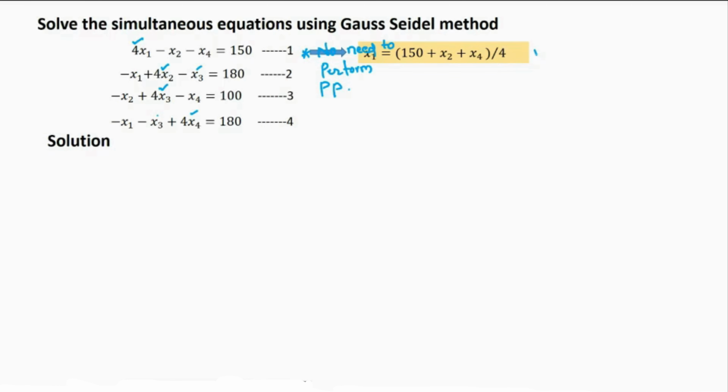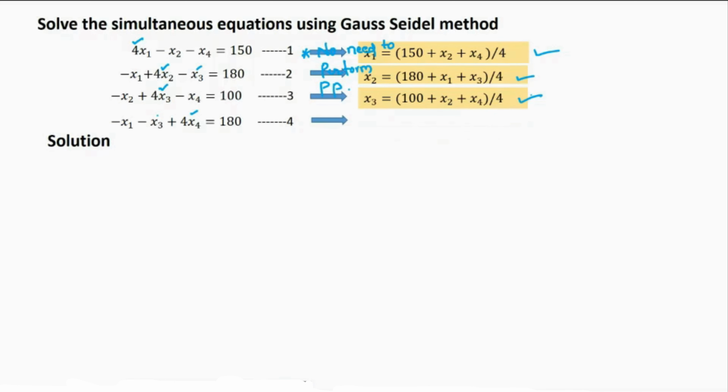Likewise, you have to convert each equation in this form. Similarly, second equation: x2 is equal to 180 plus x1 plus x3, divided by 4. Similarly, convert the third equation into x3: x3 is equal to 100 plus x2 plus x4, divided by 4. Now the fourth equation: x4 is equal to 180 plus x1 plus x3, divided by 4.